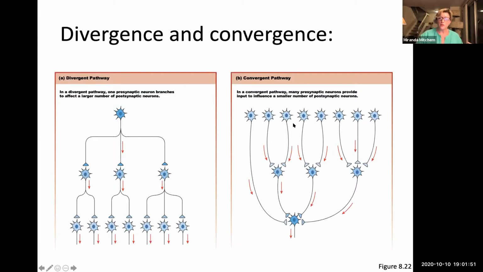Whereas in a convergent pathway, it's the opposite. So here we have many presynaptic neurons that converge to fire a signal. So maybe convergence is a way to deal with a sub-threshold signal, right? If we don't have enough coming from one cell, what if we add together a bunch of signal from a bunch of different cells? And then we get enough signal to fire the action potential. That actually does happen.